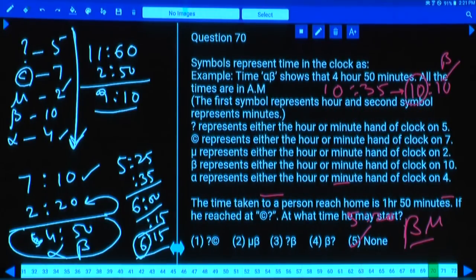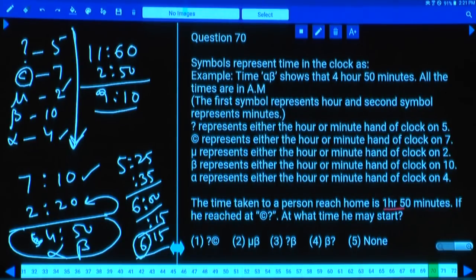Now in this question number 70, what is the answer? The time taken by a person to reach home is 1 hour 15 minutes. If he reached at [copyright] is what? 7 and question mark is what? 5. That means 7:25. This person reached at 7:25, and how much time will he take?